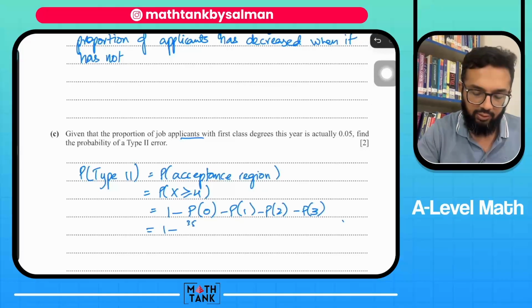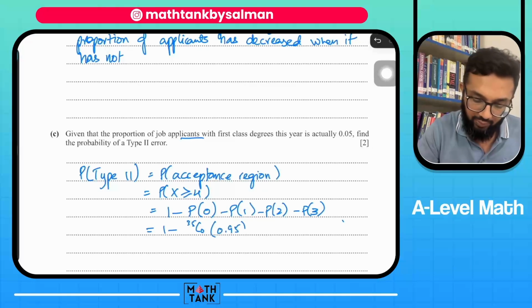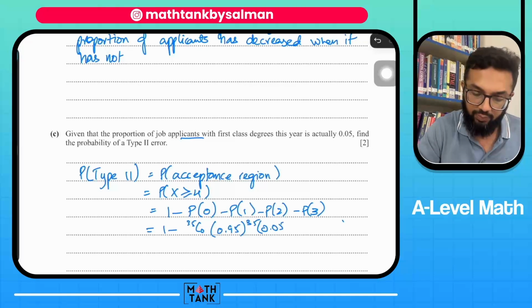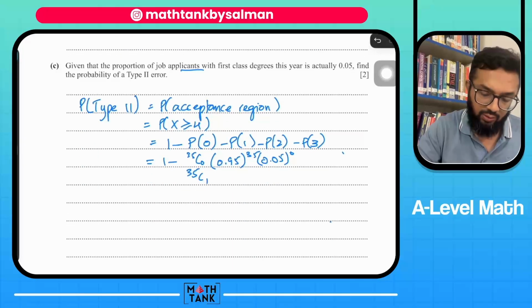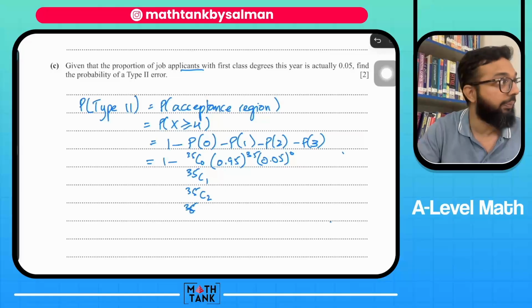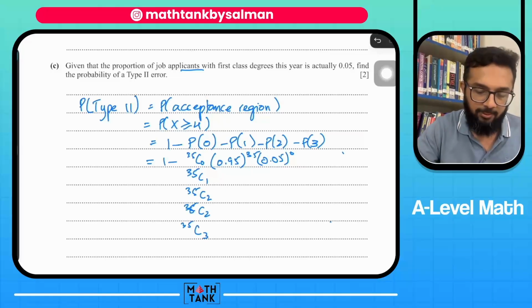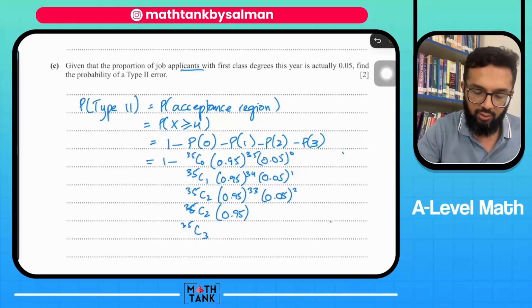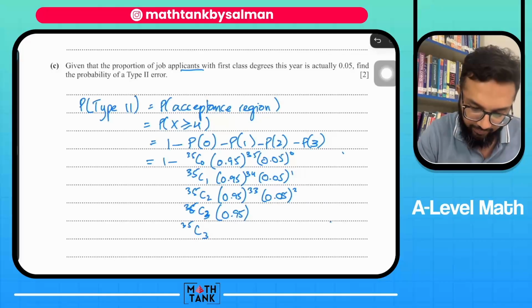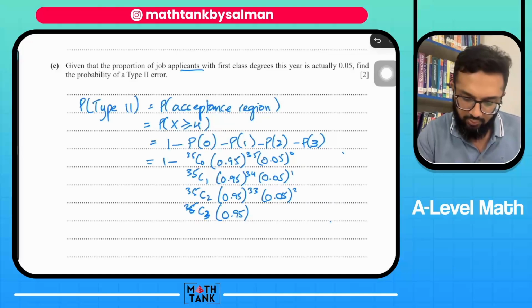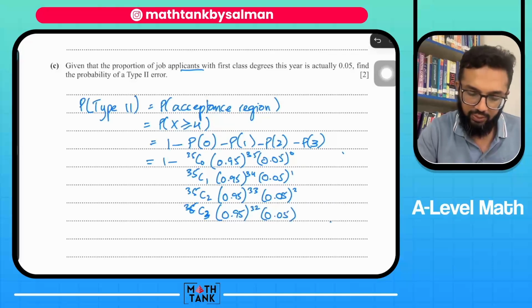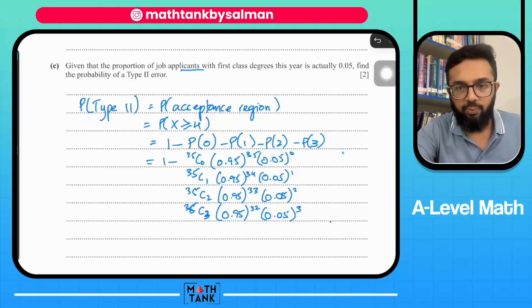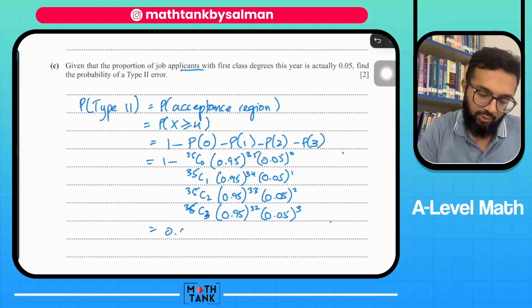In this case, I have to write 35C0, 0.95 power 35, 0.05 power 0. Just quickly write these, 35C1. On the exam also you have to write these. You can't just calculate directly. 0.95 power 34, 0.05 power 1, 0.95 power 33, 0.05 power 2, 0.95 power 32, and 0.05 power 3. Okay, let's calculate what that gives us. It gives us 0.09.